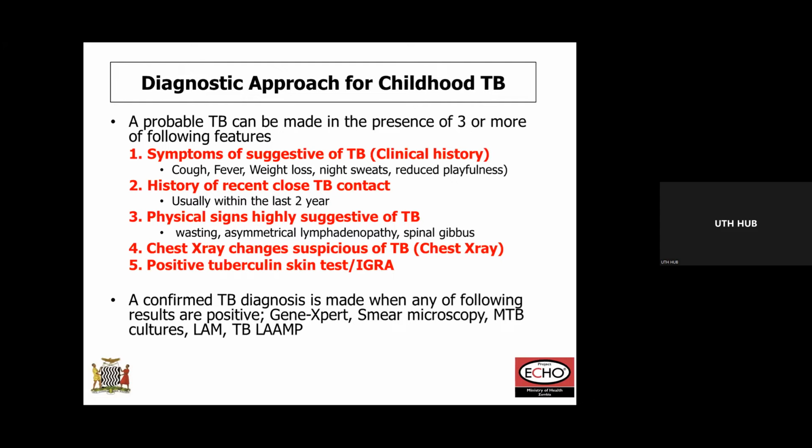Where we have a chest x-ray, remember that in children, chest x-rays may not have the typical cavitatory signs that we find in adults, but they may just be an opacity, a pleural effusion, sometimes even just a picture that shows a severe form that would be there. In rare instances, if we are able to have access to a tuberculin skin test or IGRA and tying all these things together, then we'll be able to say this child could have TB or a probable diagnosis of TB.